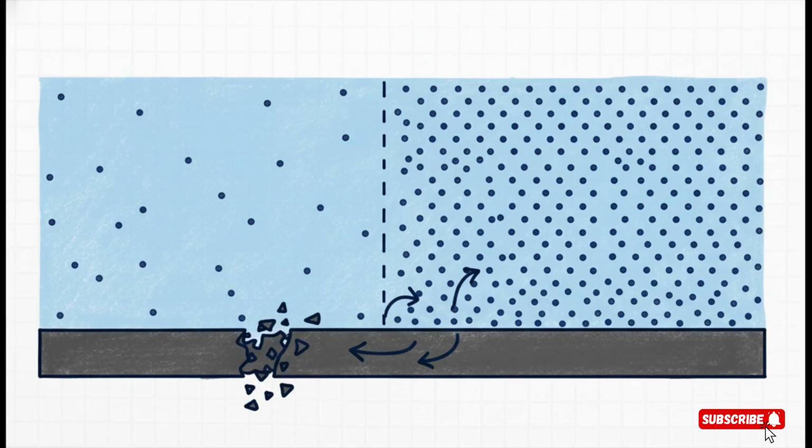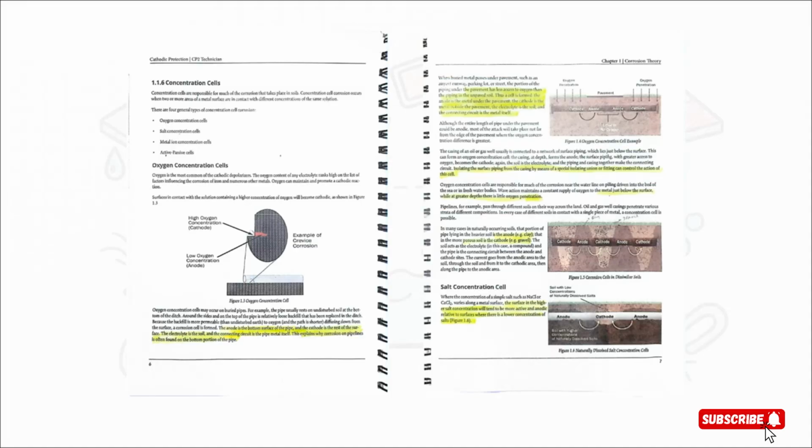Now, in this case, the metal itself is perfectly uniform. The problem is that the electrolyte touching it isn't. A simple difference in the concentration of some chemical, like oxygen or salt, from one spot to another is all it takes to create a really powerful anode and cathode.